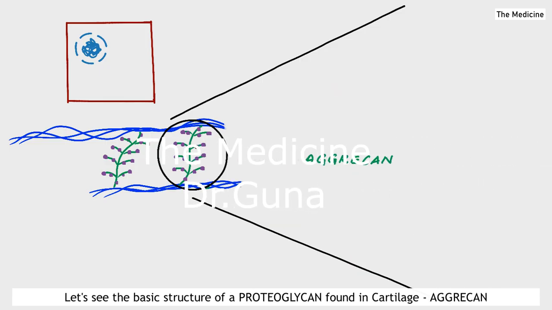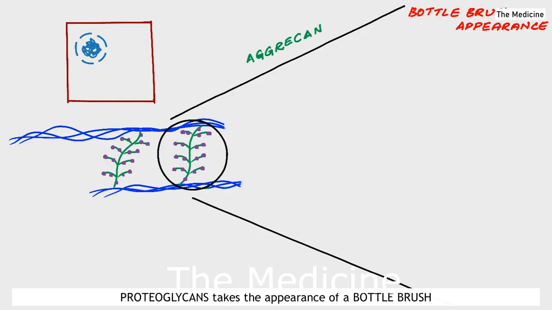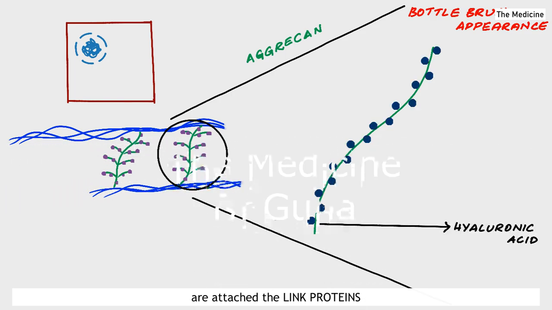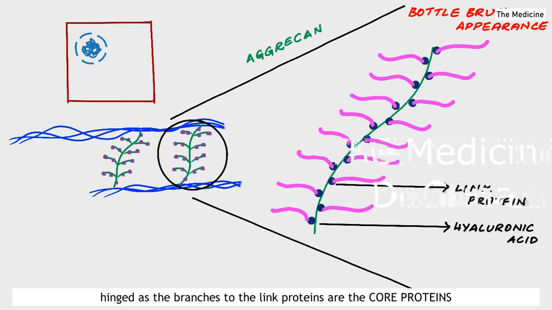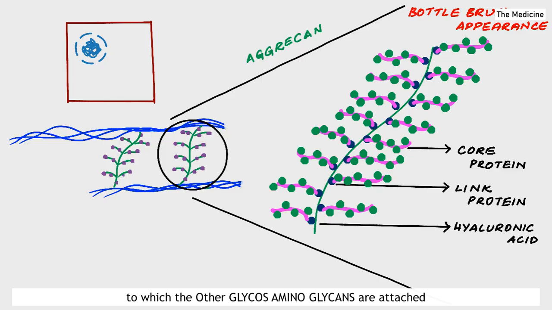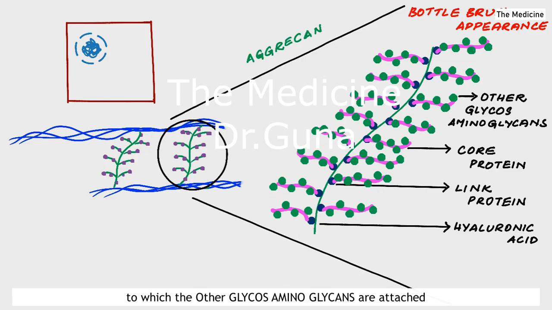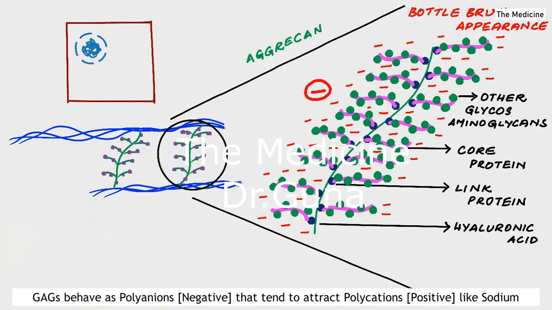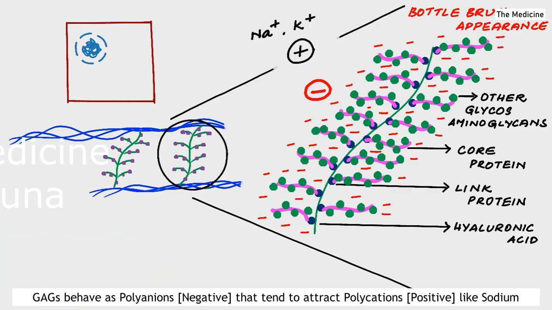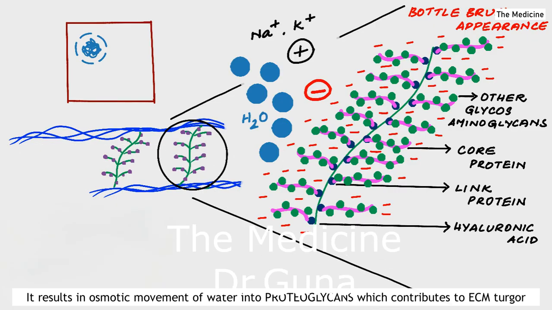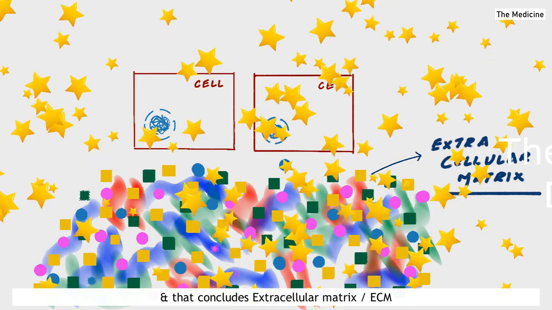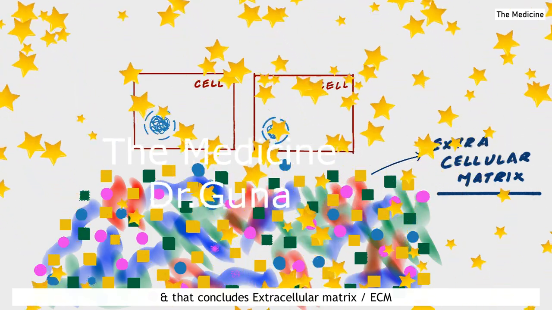Let's see the basic structure of the proteoglycan found in cartilage, aggrecan. Proteoglycans take the appearance of a bottle brush. It contains hyaluronic acid as the stem of the bottle brush to which are attached the link proteins. Hinged at the branches of the link proteins are the core proteins to which the other glycosaminoglycans get attached. Glycosaminoglycans behave as polyanions that tend to attract polycations like sodium and potassium. It results in osmotic movement of water into proteoglycans, which contributes to ECM turgor. And that concludes extracellular matrix, or ECM.